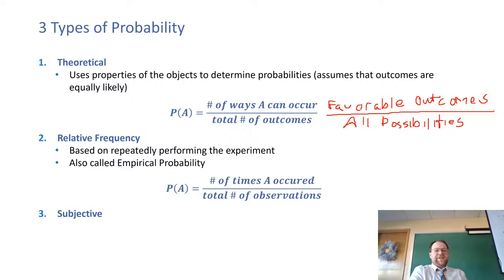Sometimes we can have subjective probabilities, which are based on estimates. So not necessarily something that you can calculate right away, but you can have a pretty good guess on what the result is going to be. Any questions on any of the three types of probabilities there?